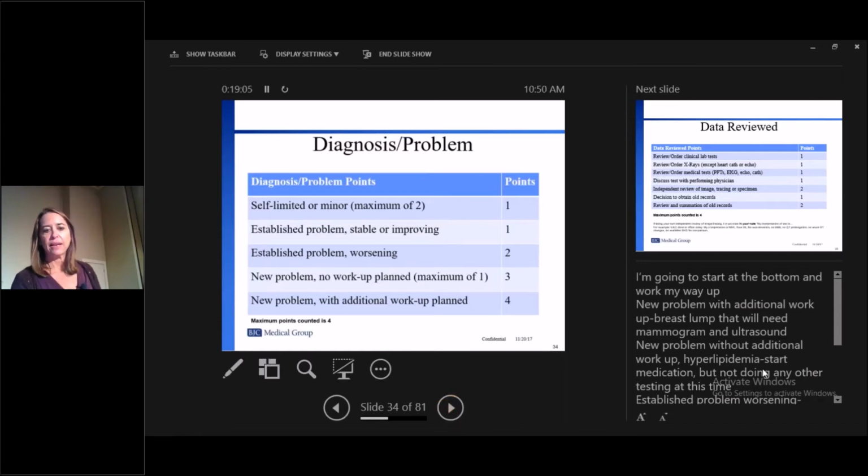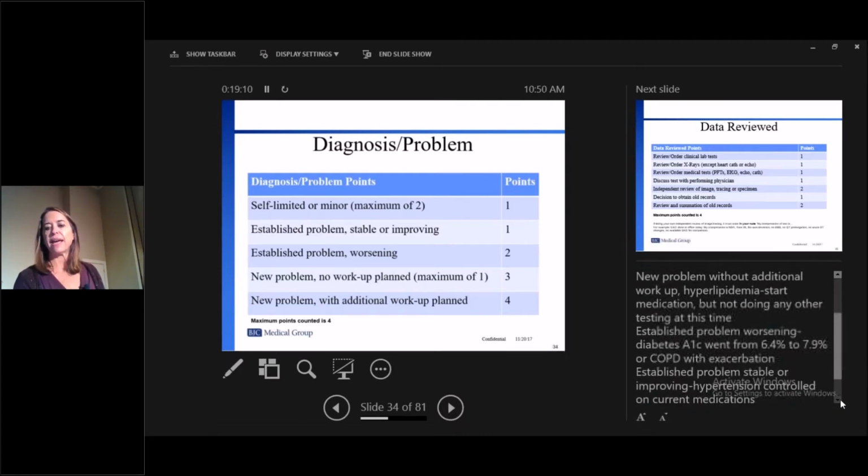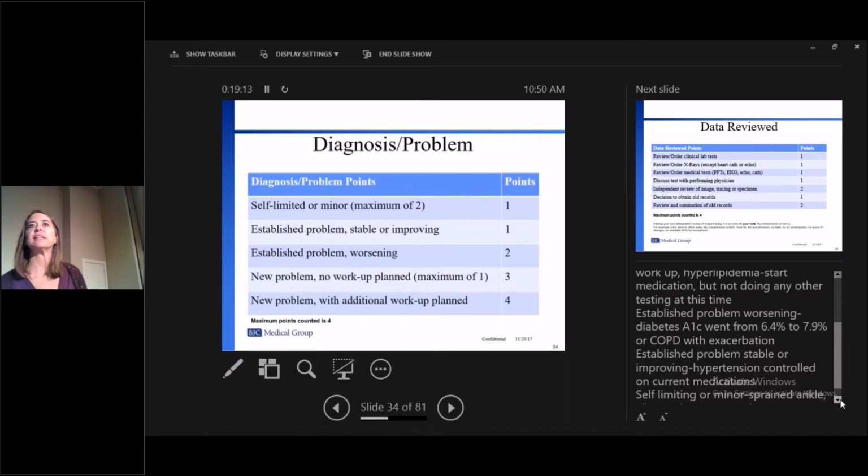As far as an established problem that is worsening, I mean, who hasn't had a diabetic patient who went from an A1C from a 6.4 to a 7.9%, or your COPD with an acute exacerbation? That would be your established problem worsening. And there is no limit on how many of those that you can choose, but again, they're worth 2 points each. So if you have a diabetic who's worsening, who's having a COPD exacerbation, or if your A1C is up, probably your cholesterol panel is up also. And so if you've got those 2 chronic issues that are worsening, there's your 4 points to get your 99214 visit from that.